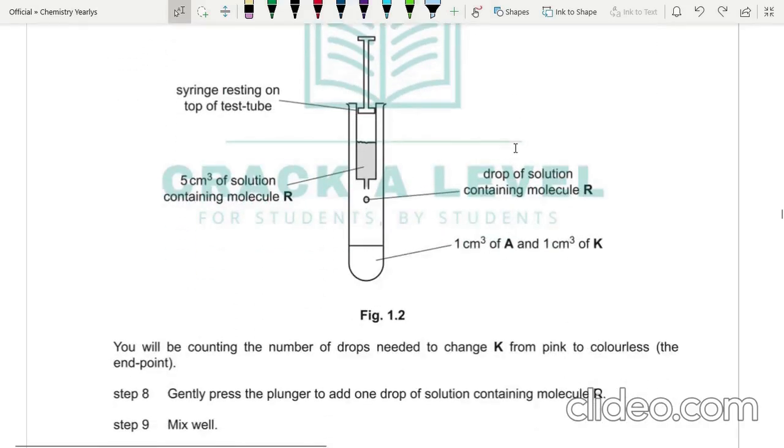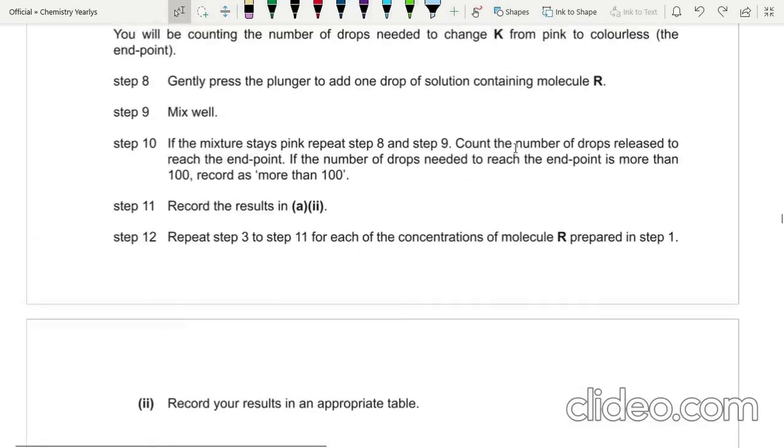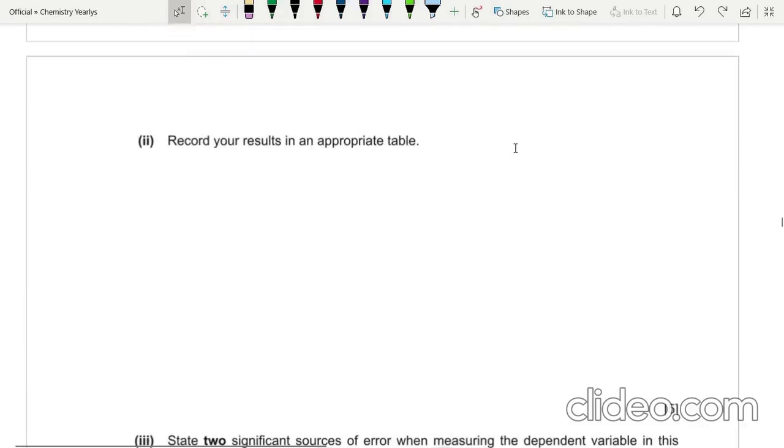So what we are actually doing is trying each of the concentrations that we have prepared, to see how many drops are actually required to decolorize the KMnO4. So you will be counting the number of drops needed to change K from pink to colorless. Gently press the plunger to add 1 drop of solution containing R as long as the mixture stays pink. Repeat steps 8 and 9. Count the number of drops released to reach the endpoint. If the number of drops needed to reach the endpoint is more than 100, record more than 100, and record the results in part 2. Repeat step 3 to step 11 for each of the concentrations of molecule R prepared in step 1.